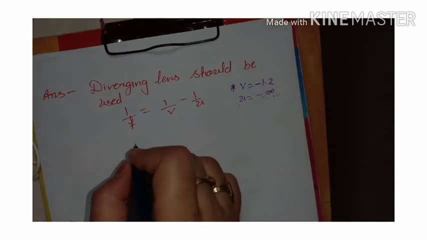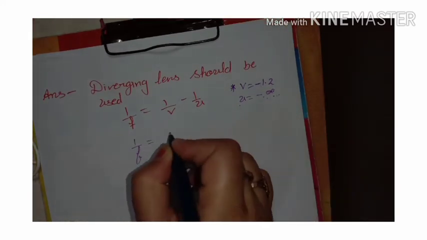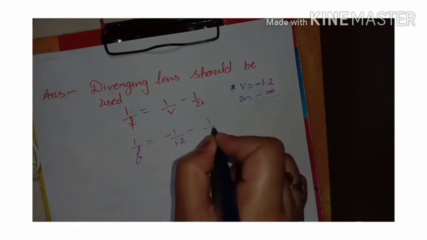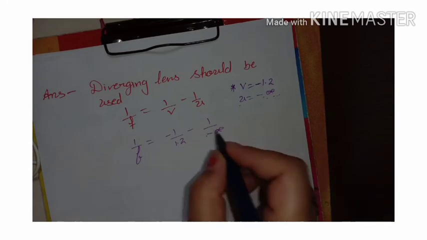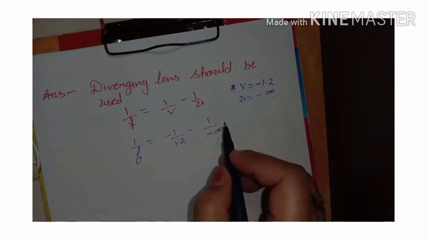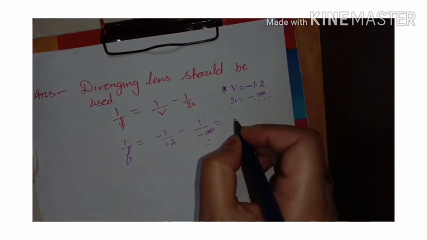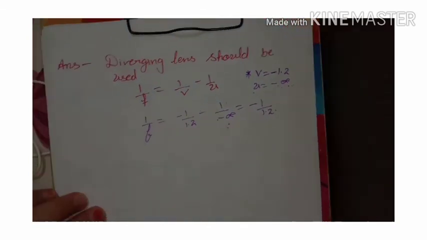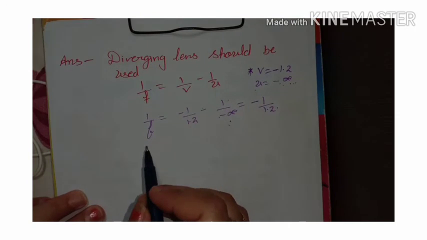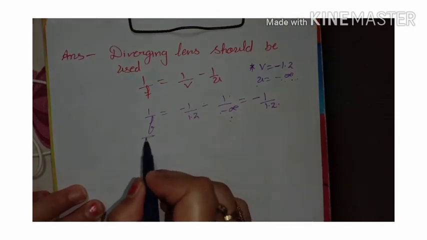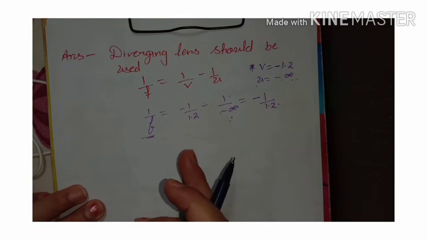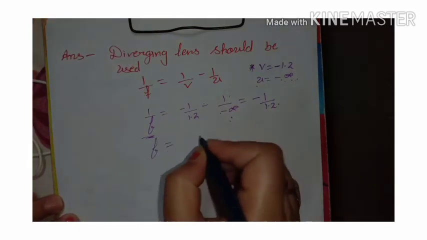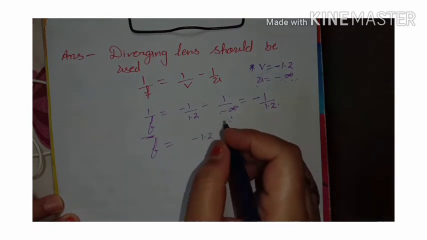So now 1 upon f equal to minus 1 upon 1.2 minus 1 upon minus infinity. Minus minus is plus, and 1 upon infinity we know will be equal to 0, so this will be equal to minus 1 upon 1.2, right? But we want the value of f, so for this expression we should take the reverse, and then f equal to minus 1.2 meter.